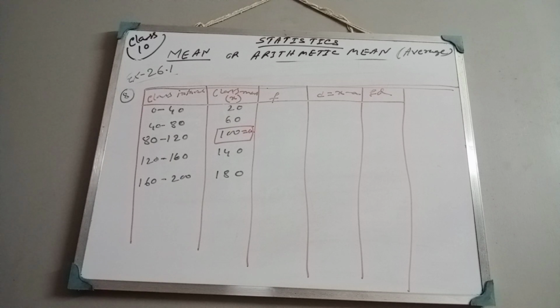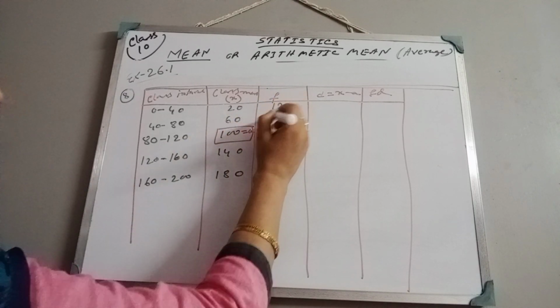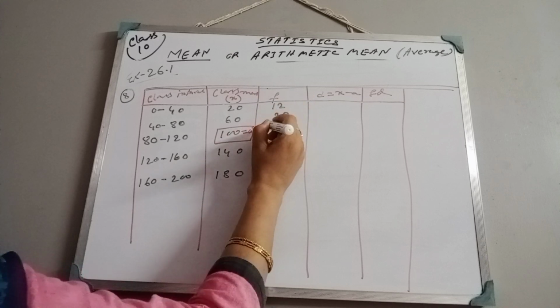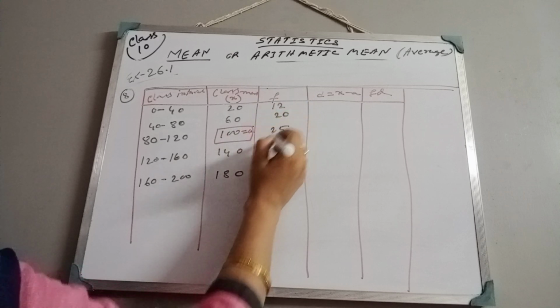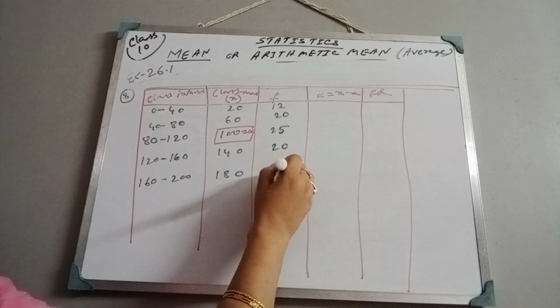The mid value, obviously, exactly mid or tentative mid. Next is frequency. Frequency is 12. Next is 20. Next is 25. Next is 20 again. Next is 13.